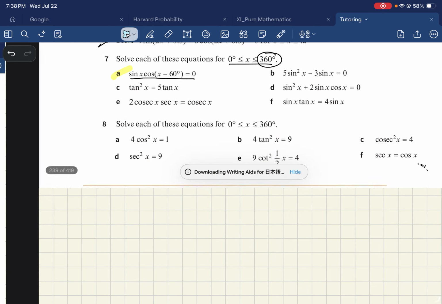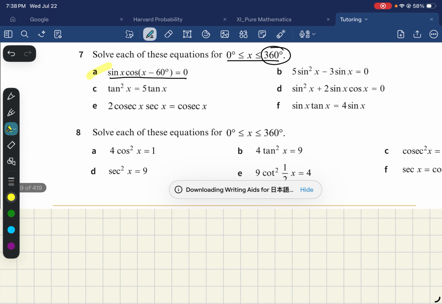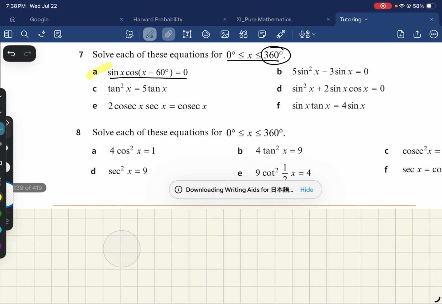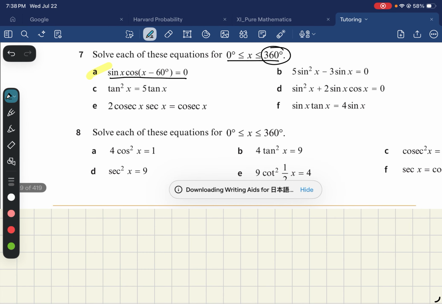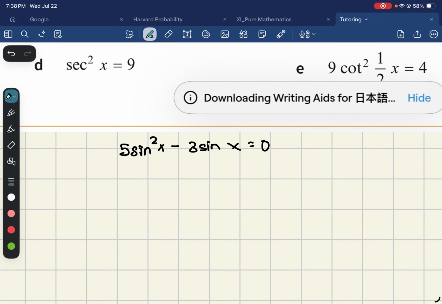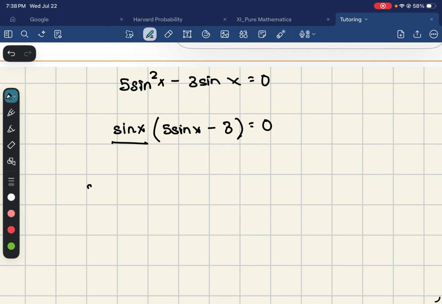So if you have these types of questions, how do you solve for sine x? Well, let's work with this: 5 sine squared x minus 3 sine x is equal to 0. And remember your domain. So let me just factor out a sine x. I have 5 sine x minus 3. So either sine x is equal to 0.